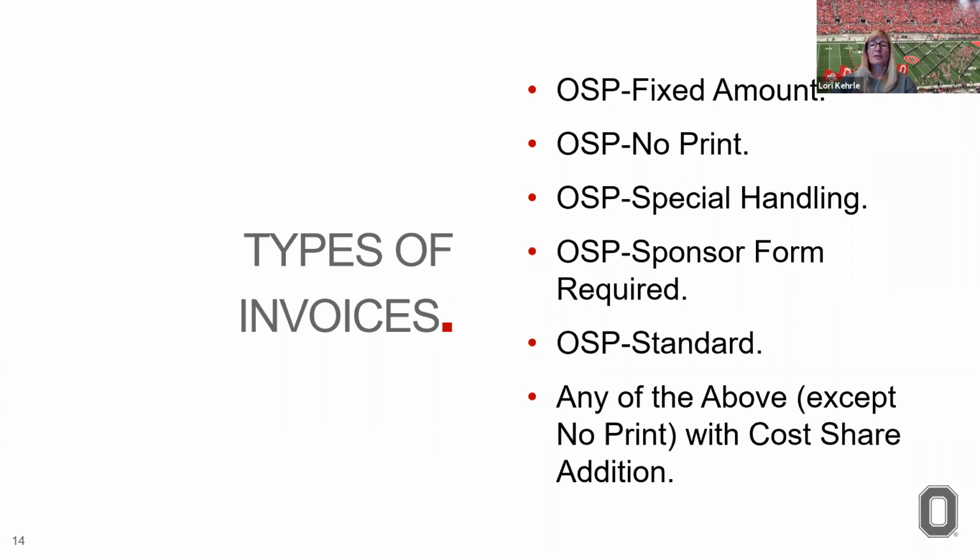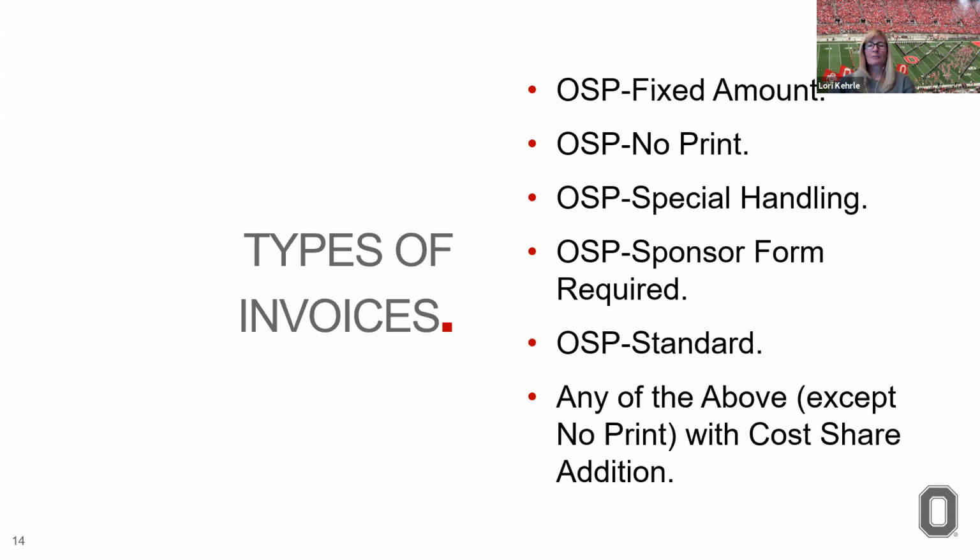The OSP standard is used when no special processing request is involved and the invoice can be generated and sent with minimal staff review, or it's the old RF invoice form, so it's probably the most popular one that we use.